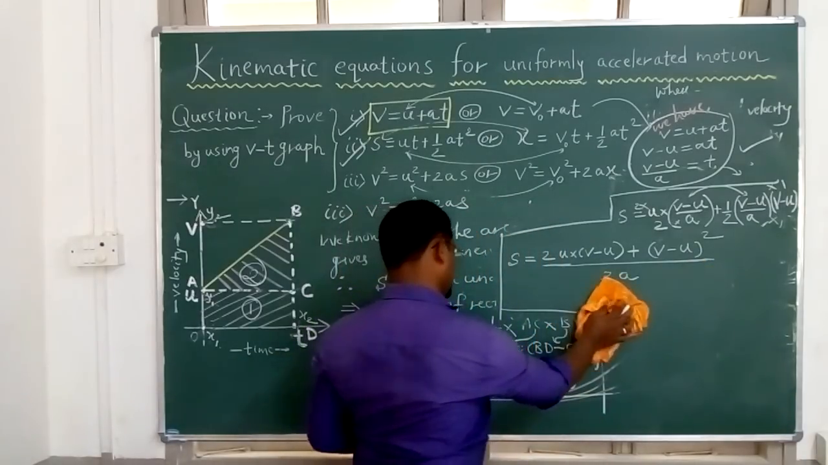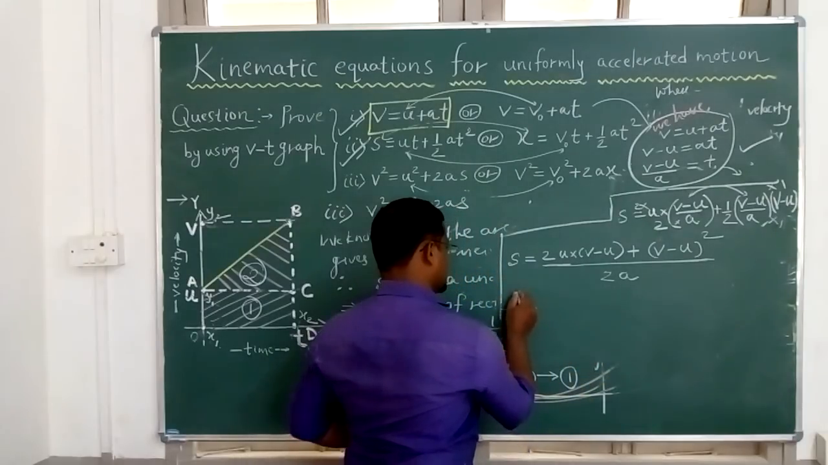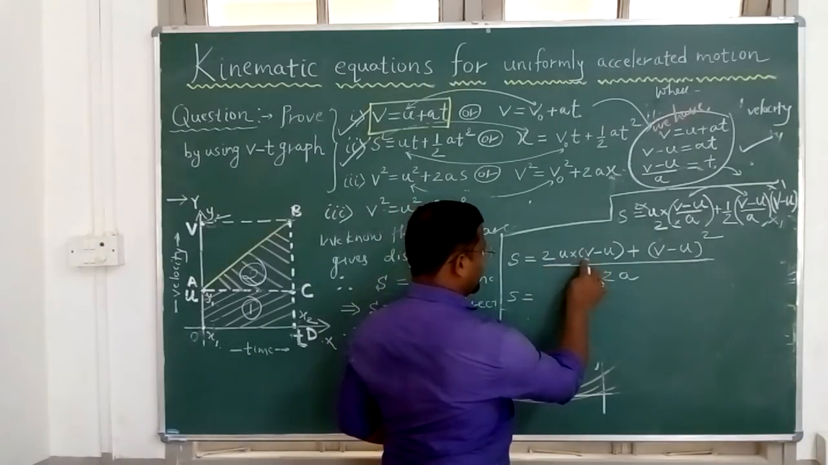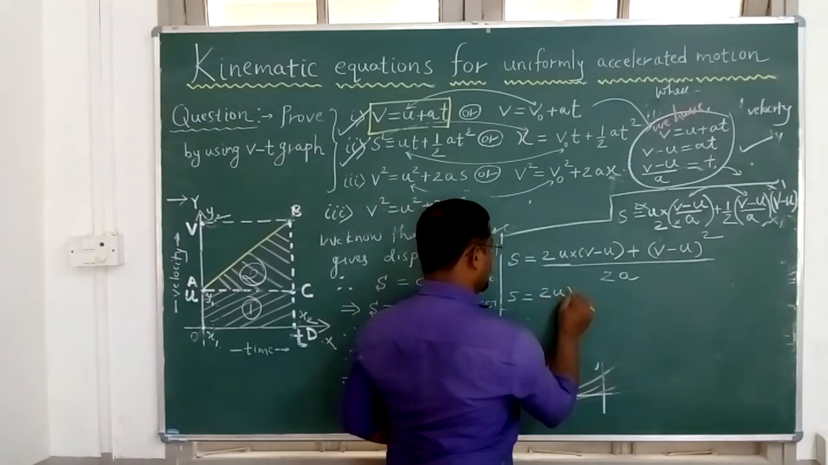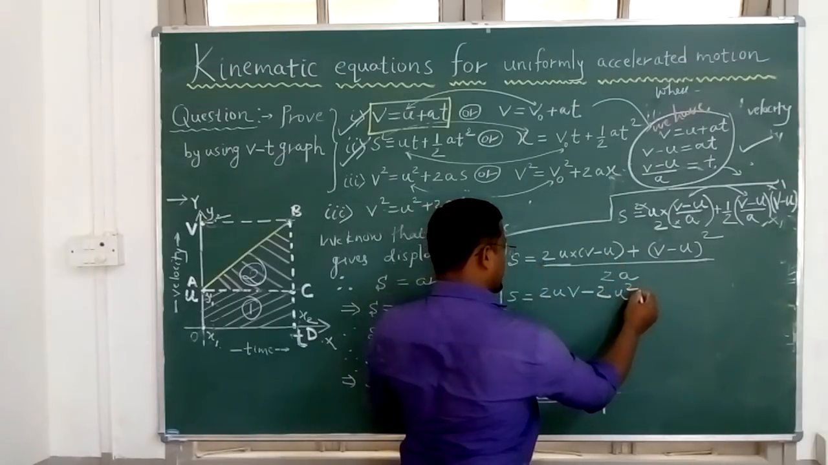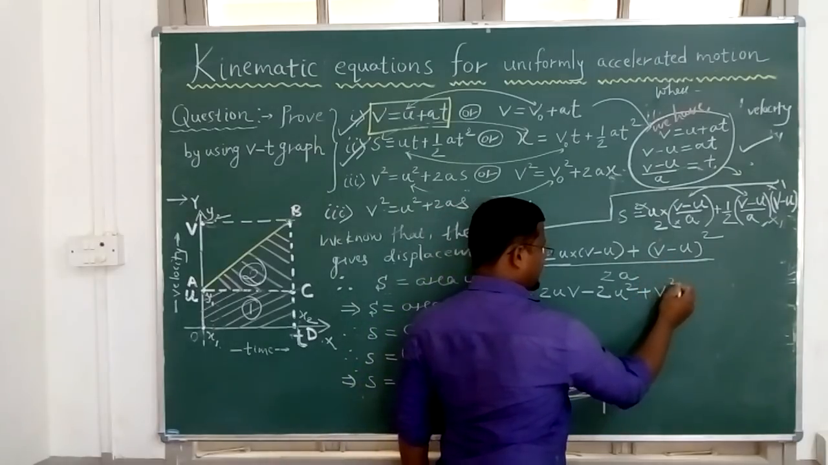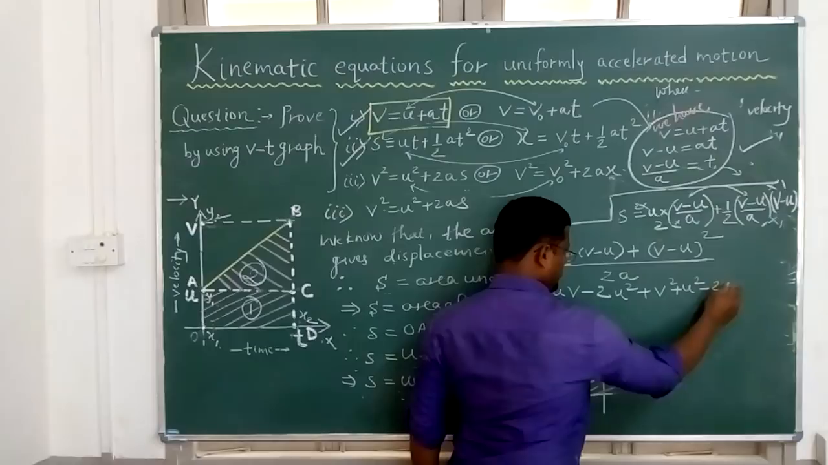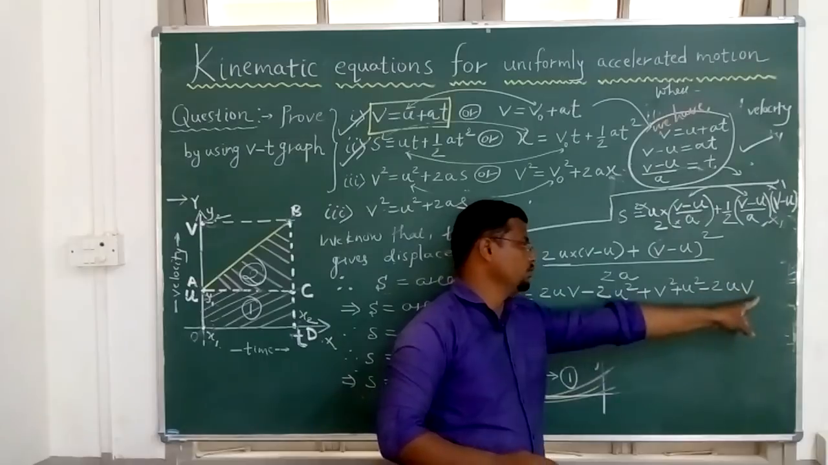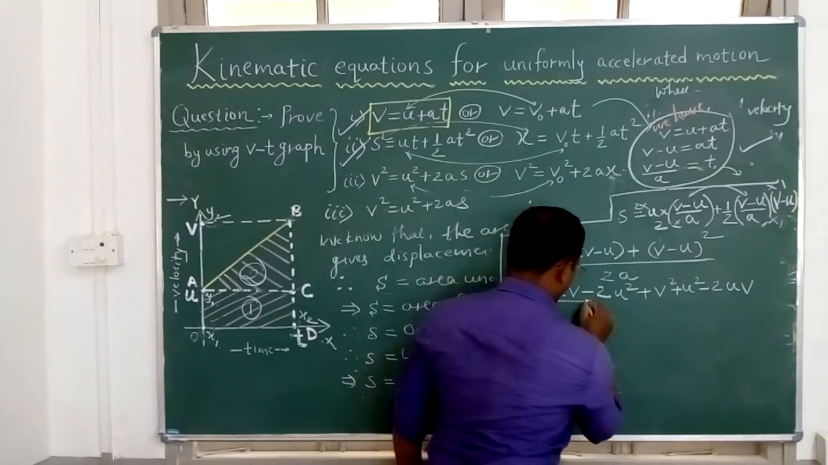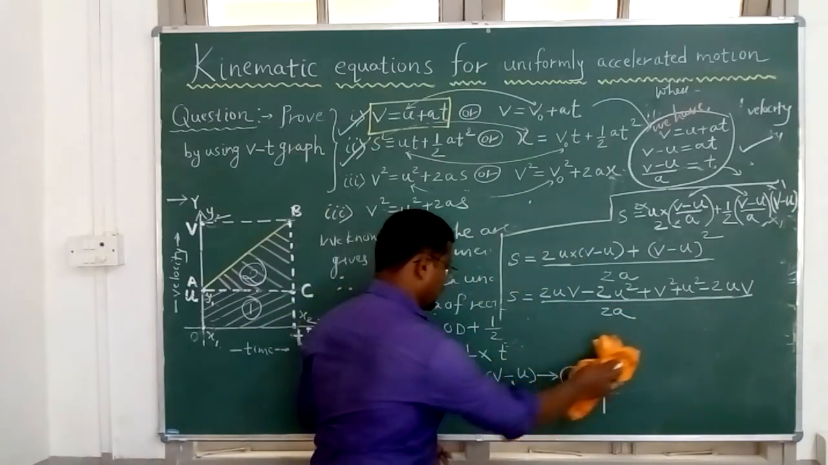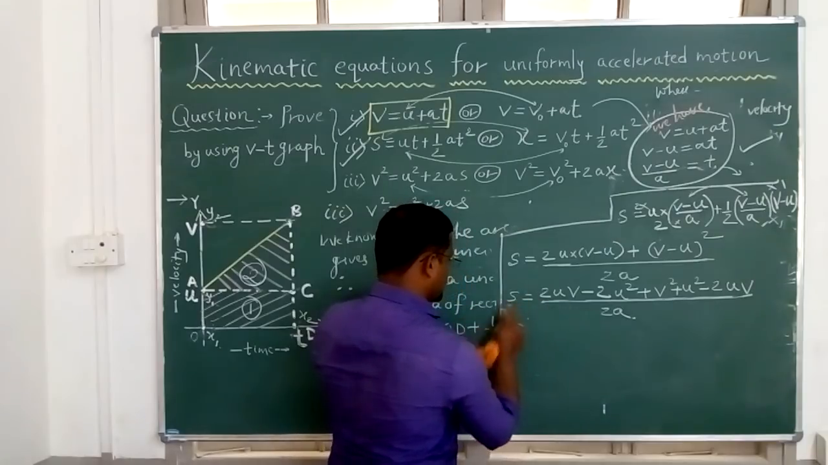Now I can solve this. This S is equal to 2U multiplied by this. So 2 into UV minus 2 into U means U square, plus V square plus U square minus 2UV. Which formula did I apply? (A minus B) whole square is A square plus B square minus 2AB. Like this I applied. Divided by 2A. Right? Now can I bring this 2A cross multiplied here?